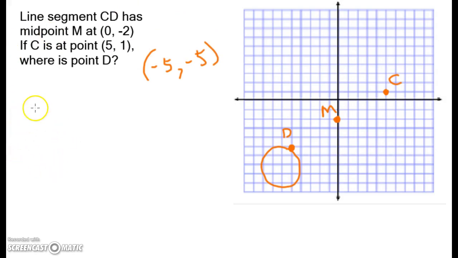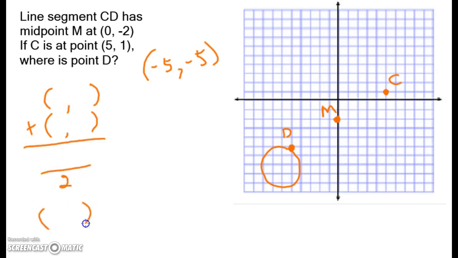I'm going to do this really quick. I'm going to set this up just like we did before. We said we have one point plus another point, and we're going to add those together and divide by 2, and we're going to get our midpoint, which is the answer. So let's say this is point C, this is point D, this is our middle point M. They gave us the midpoint, (0, -2). So I'm going to put that right here, (0, -2). And they gave us point C, so I'm going to put that right here, (5, 1).